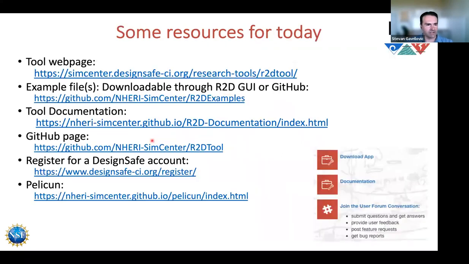I'll move on. So some resources for today: you can download the R2D tool at the tool webpage, shown at this link here. Some of the examples I'm going to go through, you can download through the R2D graphical user interface or through GitHub. You can, of course, look at the R2D documentation to get more in-depth details of what I'm going to talk about today. And if you're brave, you could build R2D using the source code that can be found at this GitHub page. When you want to run regional analyses with thousands of assets, you can do that at the DesignSafe high-performance computer. For that, you'll need a DesignSafe account. That's no cost. You can get that here. You'll need those credentials in R2D to submit remote jobs. And there's also Pelican. If you want more details on the damage and loss methodology, which I'll talk a lot about today, you can find that in the Pelican code and documentation, which is sitting here.